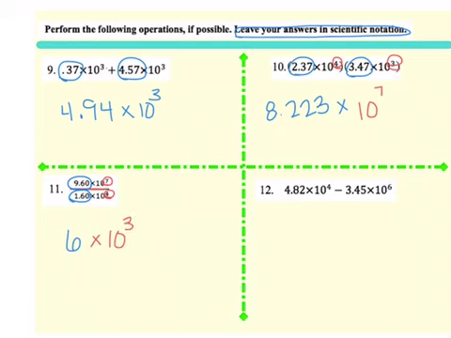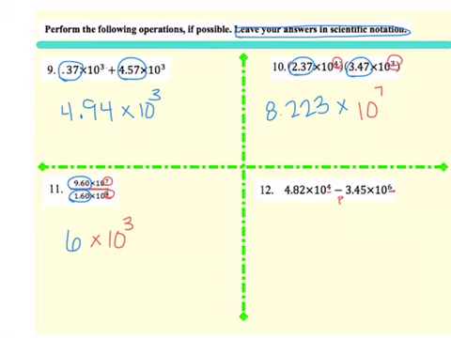Here's a little tricky one when we get to number 12. Number 12 here tells us that we are subtracting. So in order to subtract, our powers need to be the same. Well, right now I have a 4 and a 6, so they are not the same. So in order to do this problem, we're going to move them both into standard form. Then we're going to subtract them, and then we're going to move them back into scientific notation.